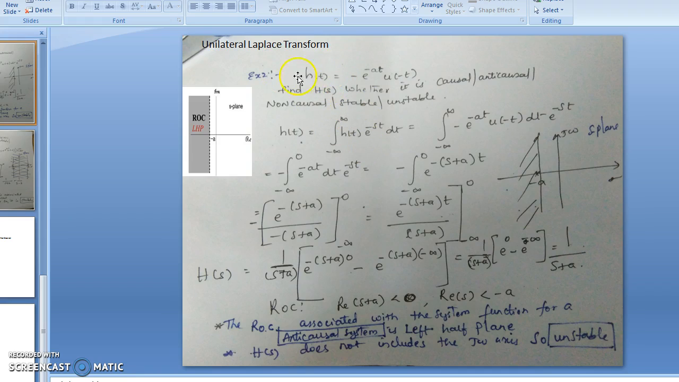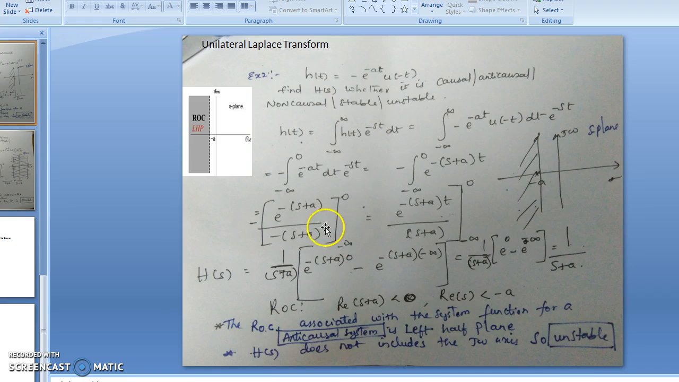Now we are going to take a second example. h(t) is equal to minus e to the power of minus at u of minus t. Now we can observe that u of minus t is a negative signal. So now when we substitute in this formula, the limit changes from minus infinity to 0. Now after integration, H(s) is given by 1 over s plus a.